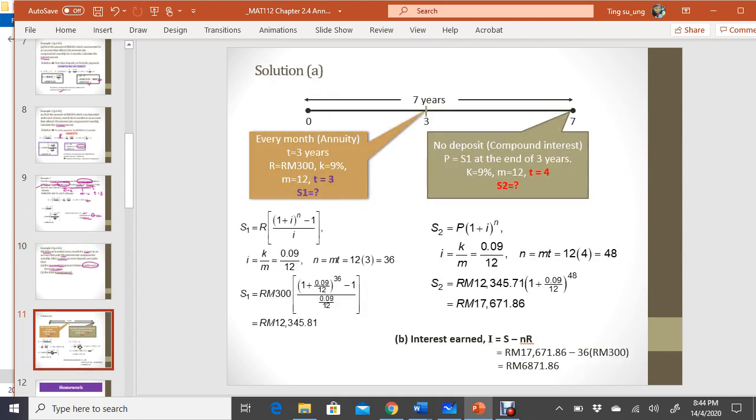So total interest earned. How? This is how it goes. From 0 to 3, you can find that your R is 300, your K, if possible, you don't put 9 here, but you put 0.09. Same goes with this. So what is your T? Your T is 3. Substitute back your I, substitute your N, you get the answer.